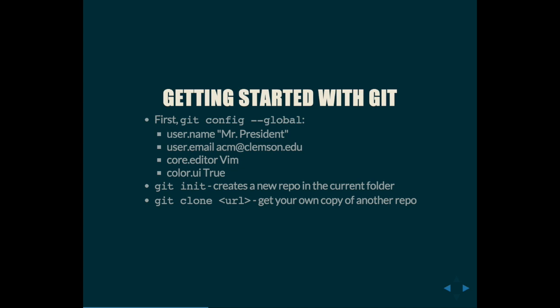So the first couple of things that you're going to want to do is tell Git some stuff about yourself. So first thing you're going to want to do is give it your username. For this instance, we're setting it up for Austin over here, so he's Mr. President in all of his commits. And then he would say that his email is acm@clemson.edu or acm@cs.clemson.edu.